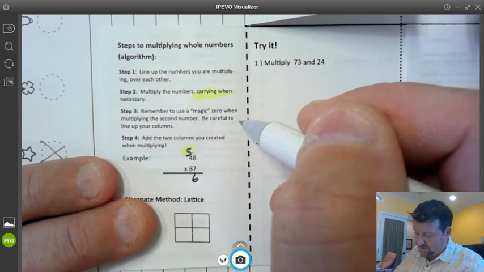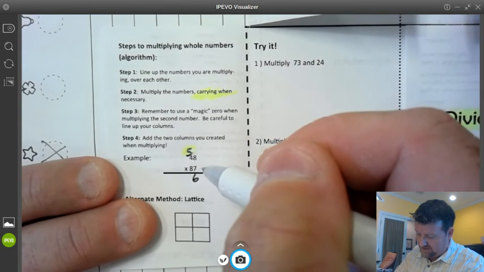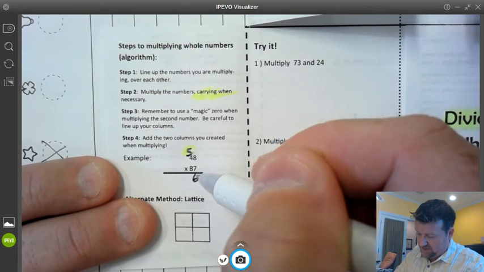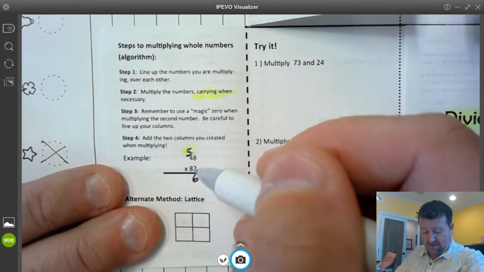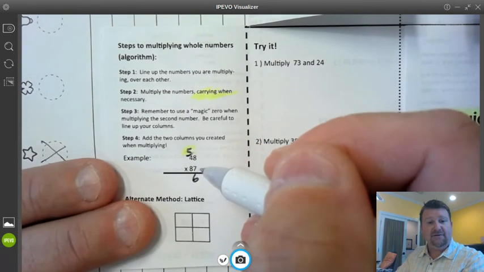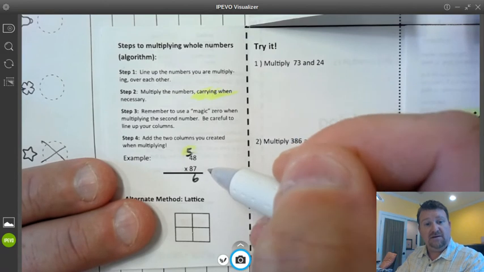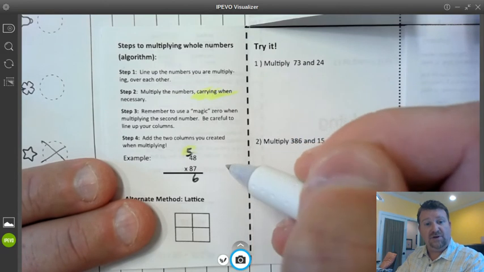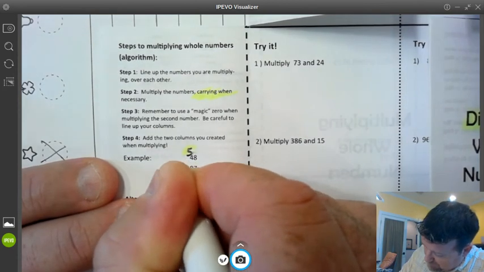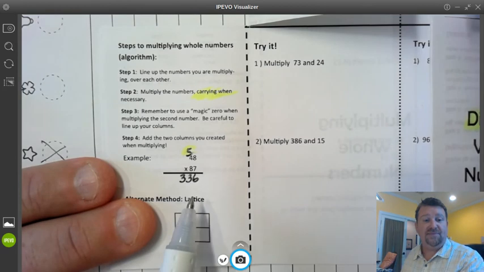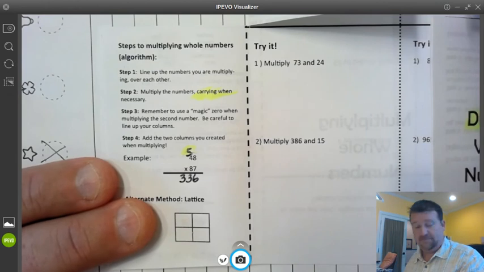Okay? So we're going to now multiply the second number. 7 times 4. 7 times 4 is 28. And we're going to add 5 to that. So 28, 29, 30, 31, 32, 33. So 336 is the product of 48 and 7.